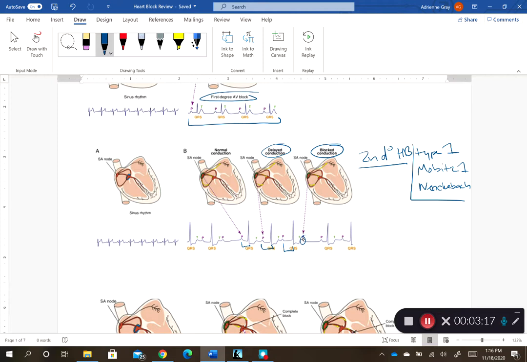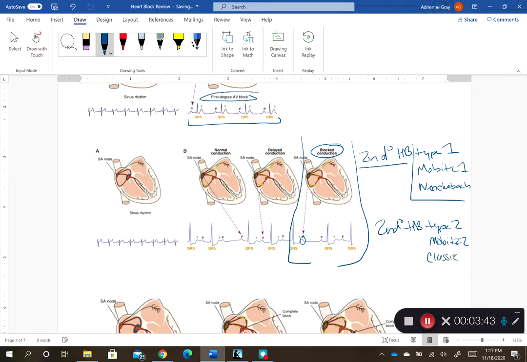There's also a second degree type 2. In a second degree type 2, we just have blocked conductions. So we'll just look at this section. Second degree heart block type 2 is also called a Mobitz 2, and also called a classic heart block. So remember, you still need to label it a second degree heart block, but you can call it a second degree heart block type 2, second degree heart block Mobitz 2, or second degree heart block classic. The way that I remember this is that there's two S's in classic, and it's a type 2. So that's how I keep that straight.